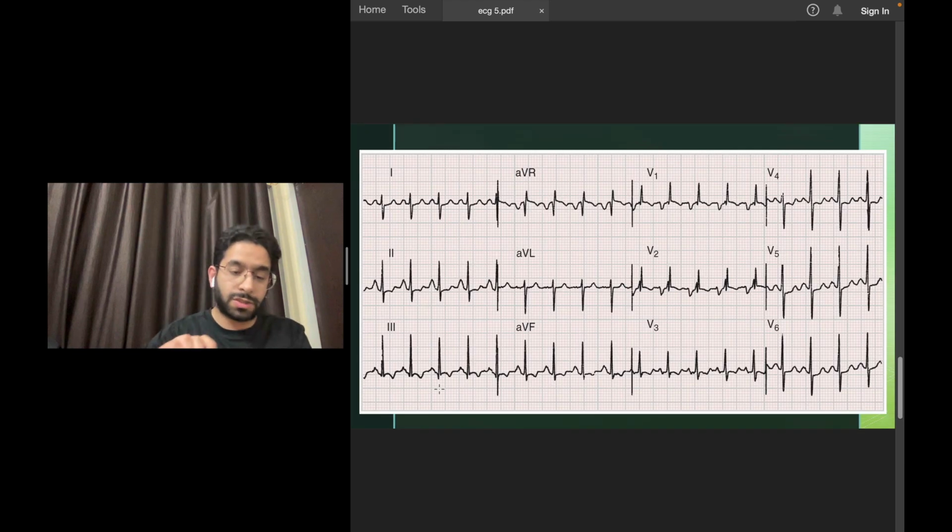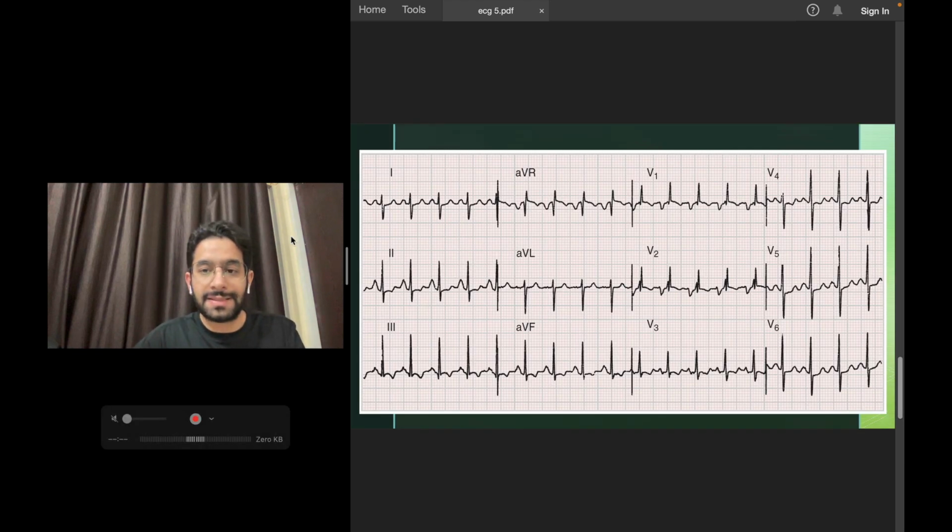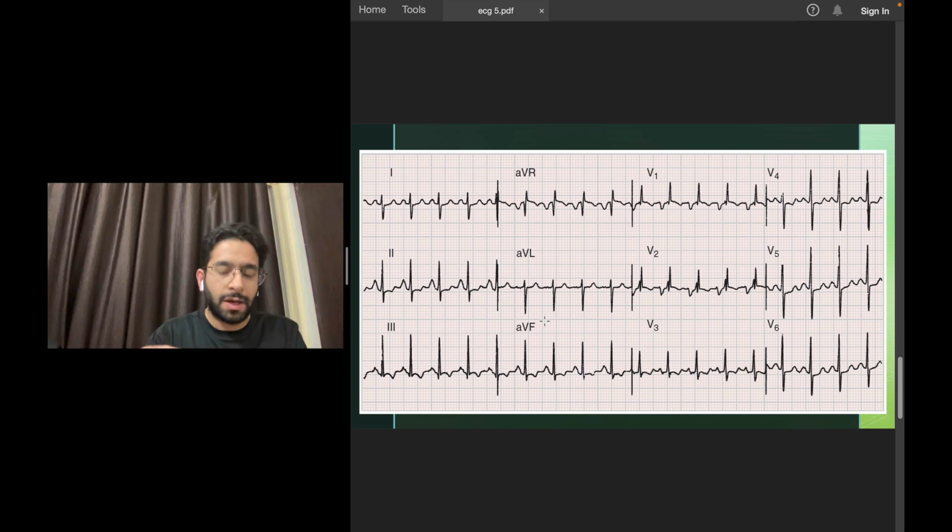Now, before we close this video, I will discuss this ECG with you, revising what we have learned today and something that we learned in the previous video lecture. So yes, this is a normal sinus rhythm because there's a P followed by QRS followed by T. So P, QRS, T, this pattern, every QRS is preceded by P and every P is followed by QRS. This is what we know as normal sinus rhythm.